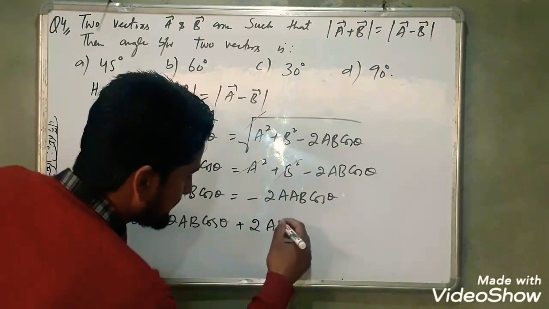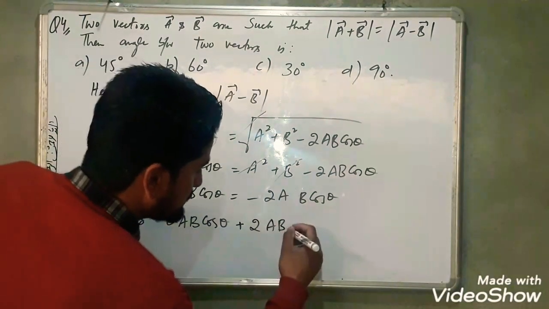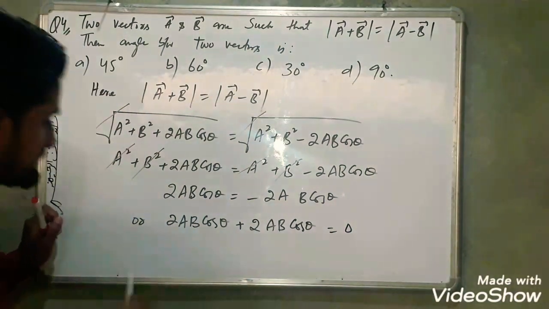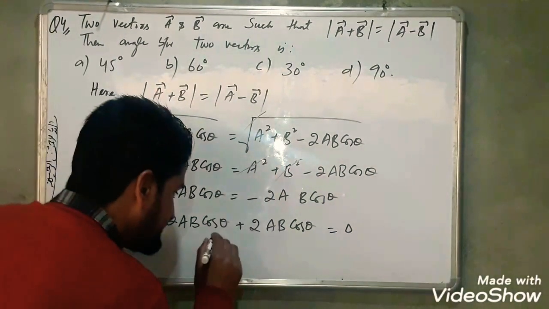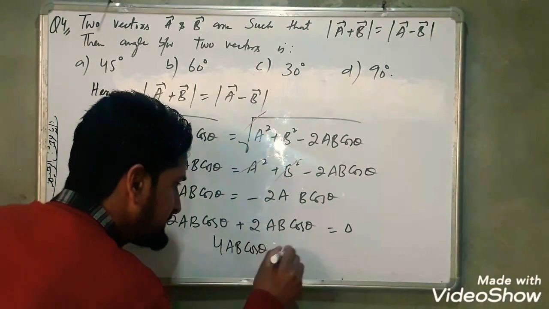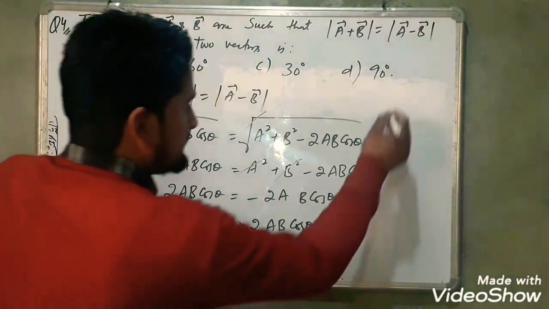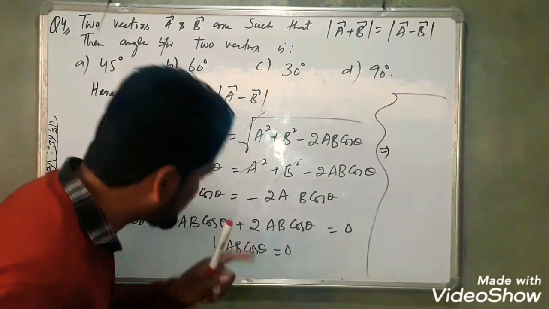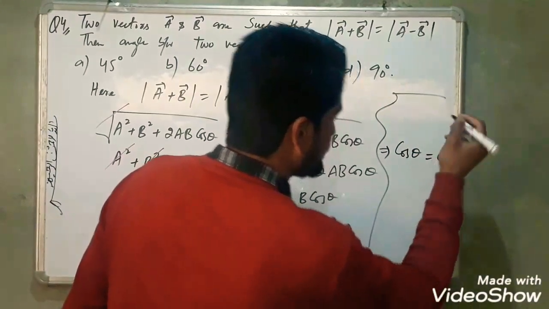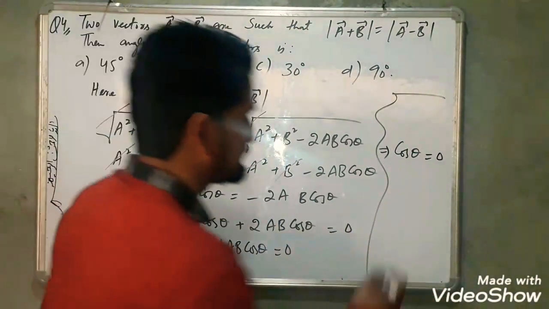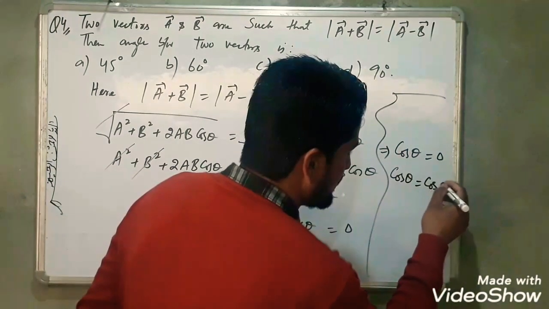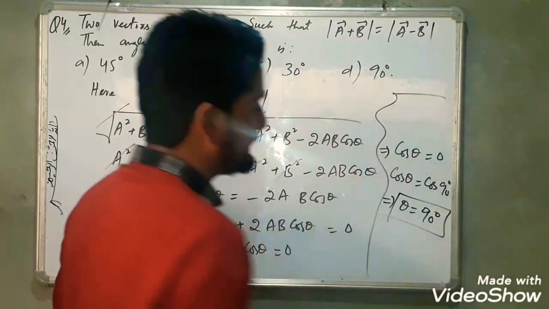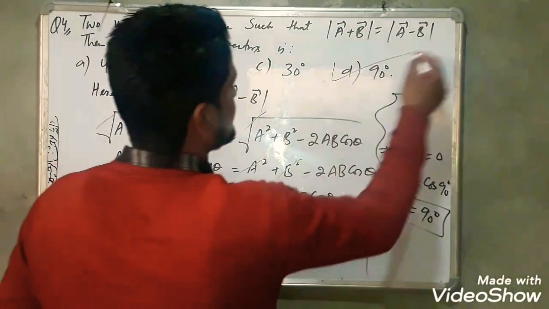It will be again 2AB cos of theta equal, तो यहाँ पे 0 बचे. So 2AB cos theta plus 2AB cos theta, this will be 4AB cos of theta equal to 0. Implies cos theta will be equal to 0. और cos का वैल्यू 0 कब होता है? Cos 90 पे. So therefore we can write cos theta equal cos of 90 degree. Implies here the value of angle theta between two vectors A and B is 90 degree. So our option D is the correct one.